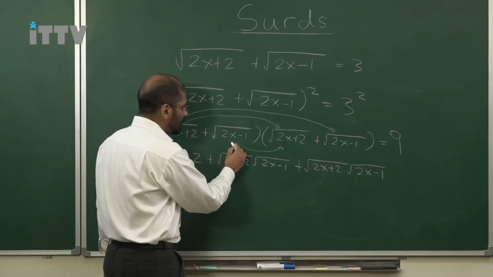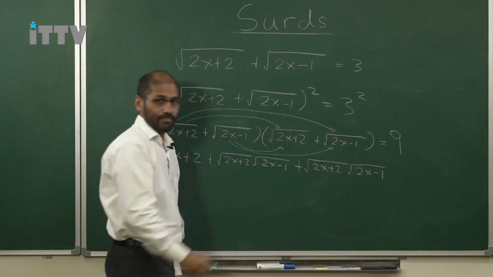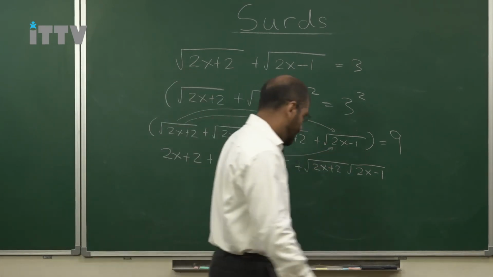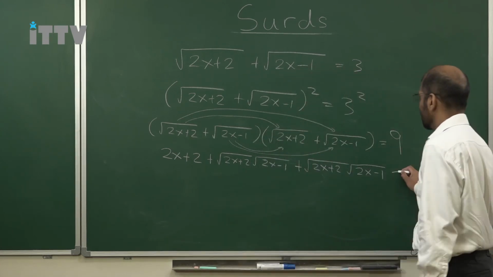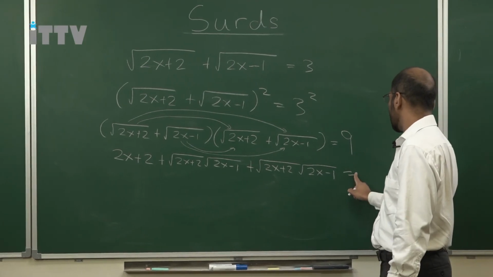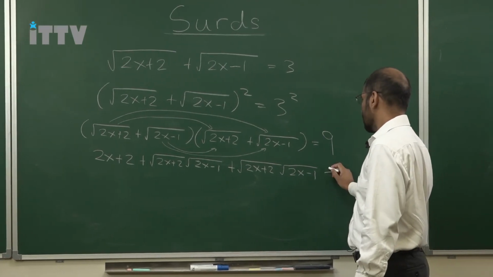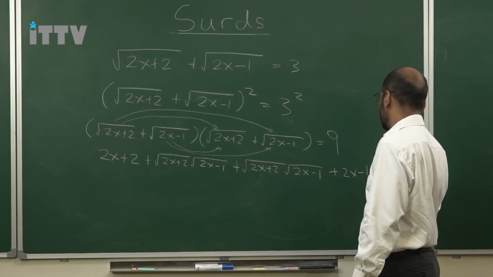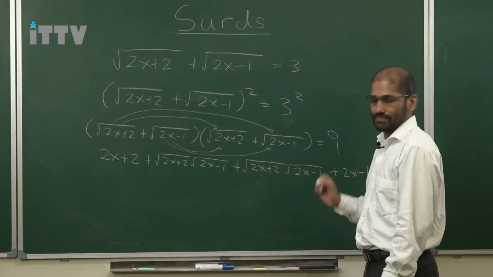And finally, these two are the same. Applying surd A times surd A is A. We have over here surd 2x minus 1 times surd 2x minus 1 would be just plus 2x minus 1 equals to 9.